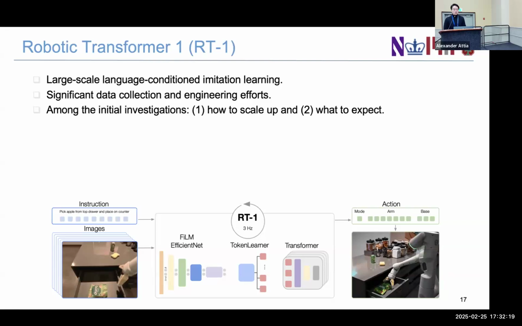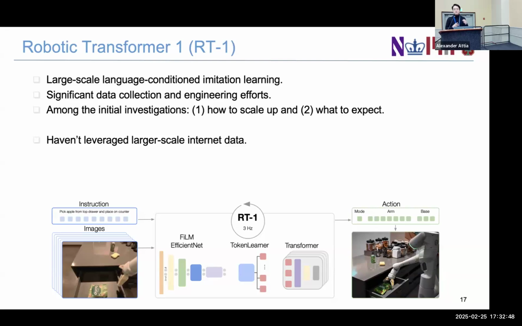This is also among the initial investigations to understand how we should scale up, and what the key questions and expectations are for this kind of scaling-up effort. One major drawback of this work is that they haven't really leveraged larger-scale internet data, which is arguably multiple orders of magnitude larger than however much data they collected.